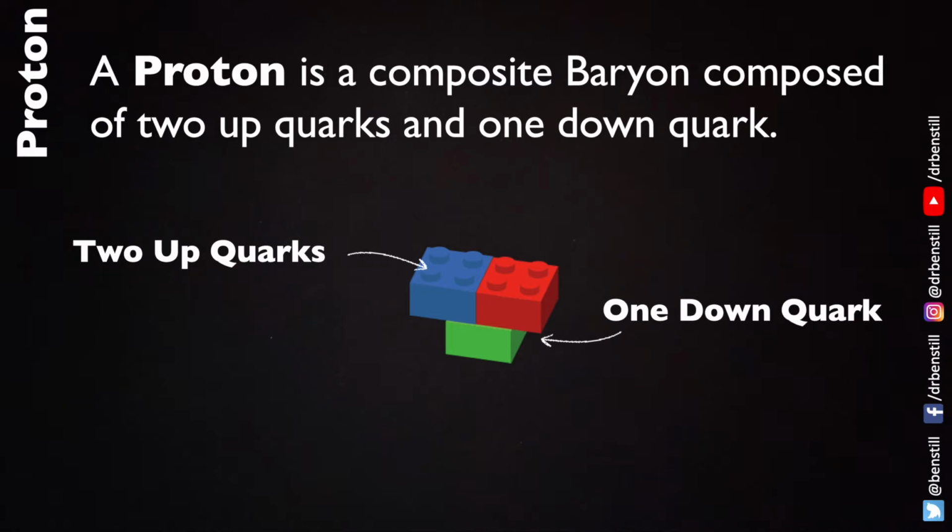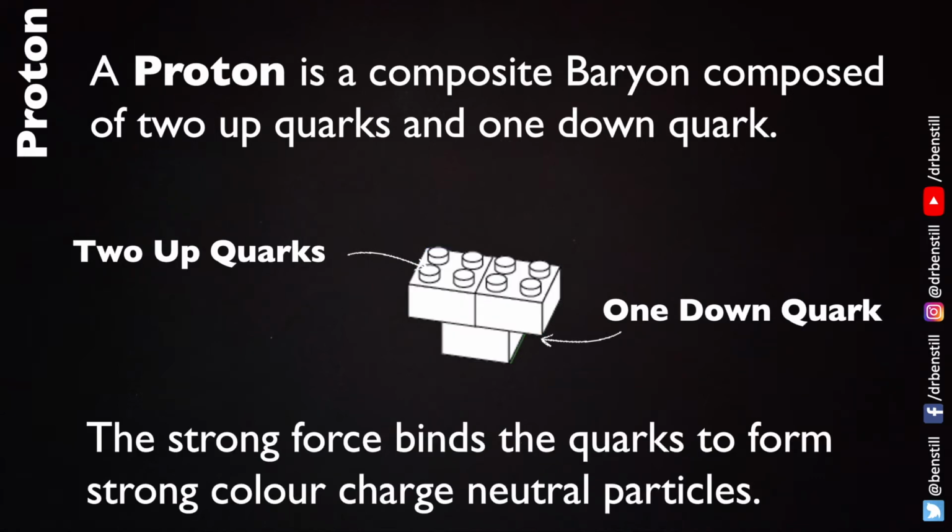Now, the quarks themselves have strong colour charge, but when they come together in a group of three like this to form a proton, then they form something which is colour neutral. The strong force binds all the quarks together, but once they are collectively together in a group of three, with each one of the primary colours of light, then they form something which is strong colour charge neutral, and so therefore they do not attract any other quarks towards them.